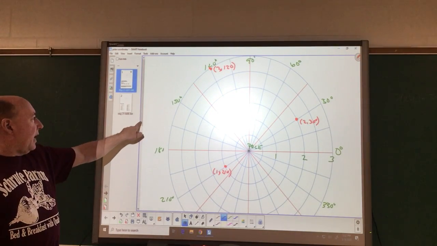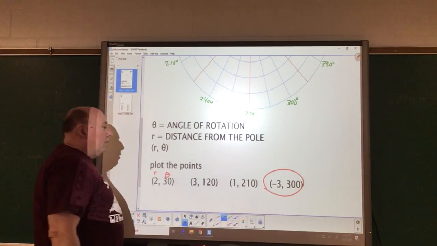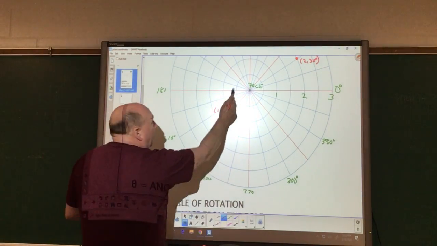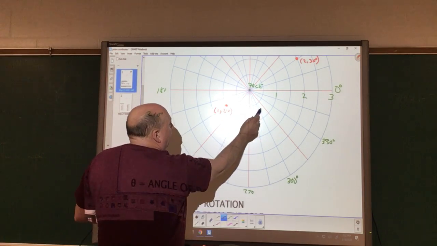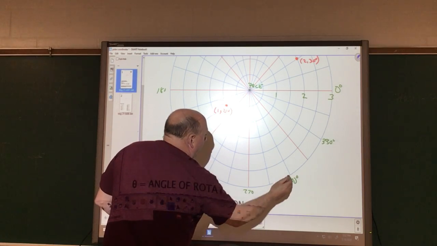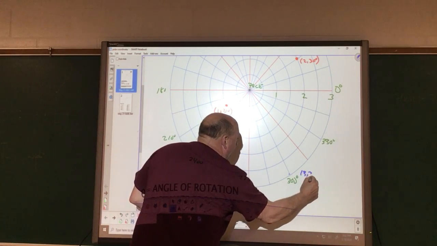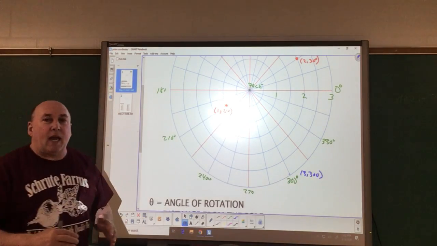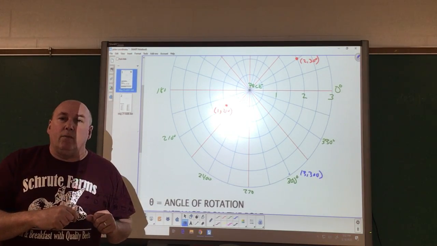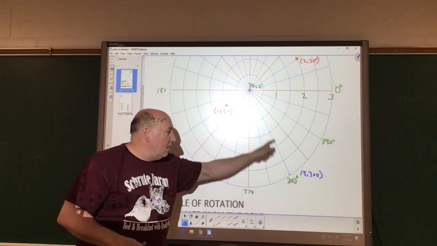So if we take a look at the last one, the last ordered pair is -3, 300. So if I go out my 300 line, I rotate all the way around to my 300 line. This tells me I have to go out 1, 2, 3 units. If I would go to there, that would be the ordered pair 3, 300. Well, we don't want to plot the point 3, 300. We want -3, 300. So if I go out 3 units in this direction, that's a +3.